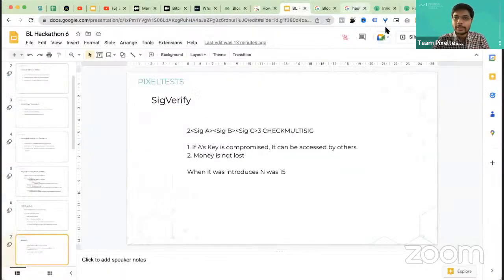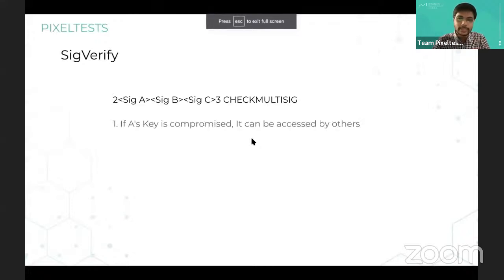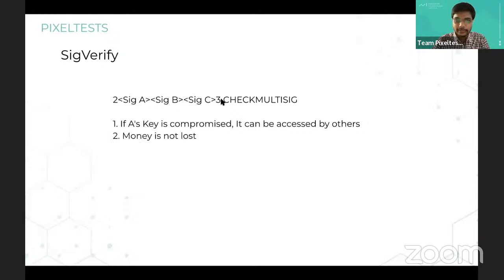We're just recapping what we have learned in our previous sessions. We have understood in detail about the check multisig. If one person's key is compromised, the funds can still be accessed, because you can have any 2 keys out of the 3 matching. So money is never lost, and the N could go up to 15.